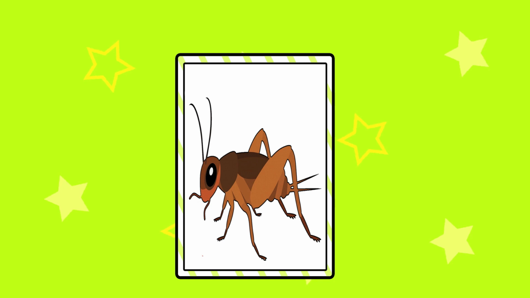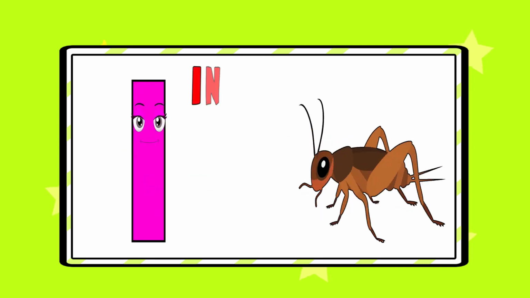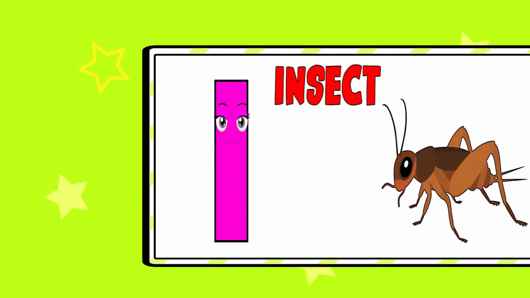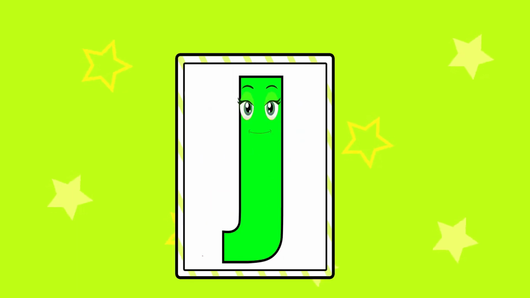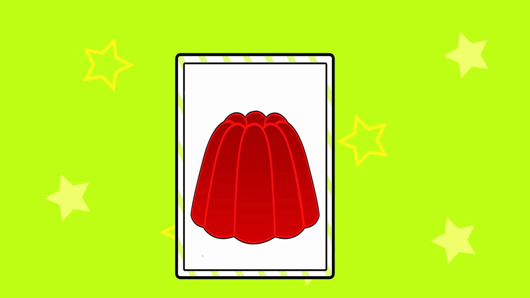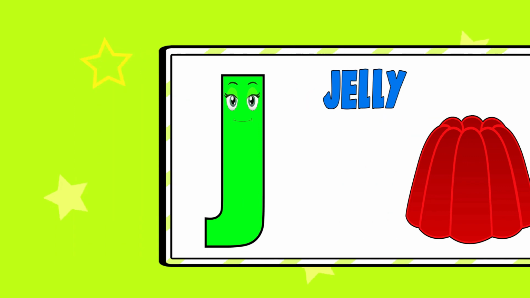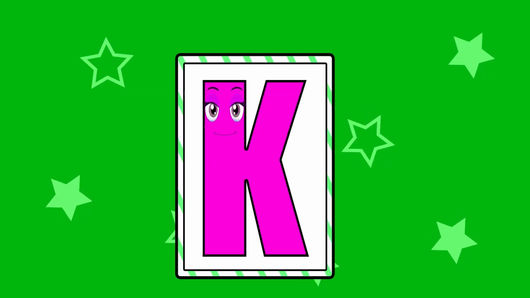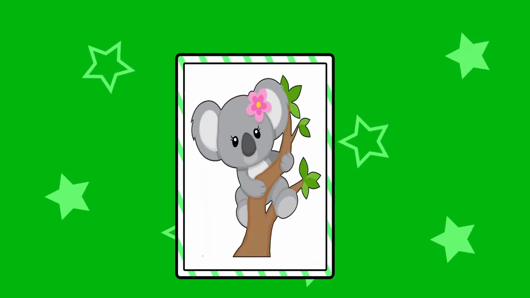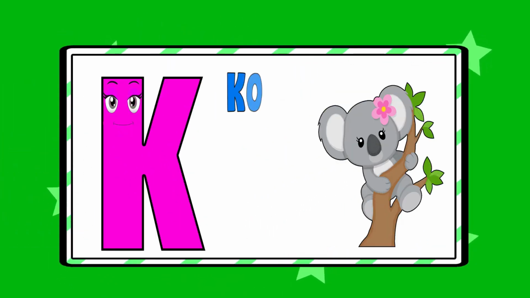I, insect. I is for insect. J, jelly. J is for jelly. K, koala. K is for koala.